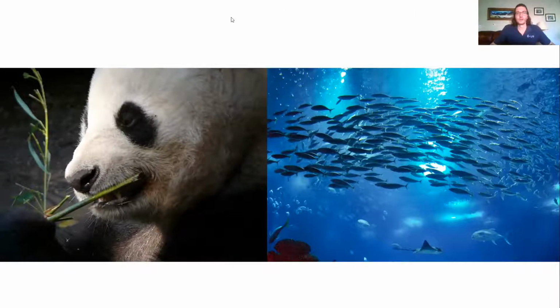All right, so one other thing I want to mention before I move on to ectotherms specifically, when looking at this endotherm, what we notice from this panda here is this panda is covered in fur or hair, just like we are.